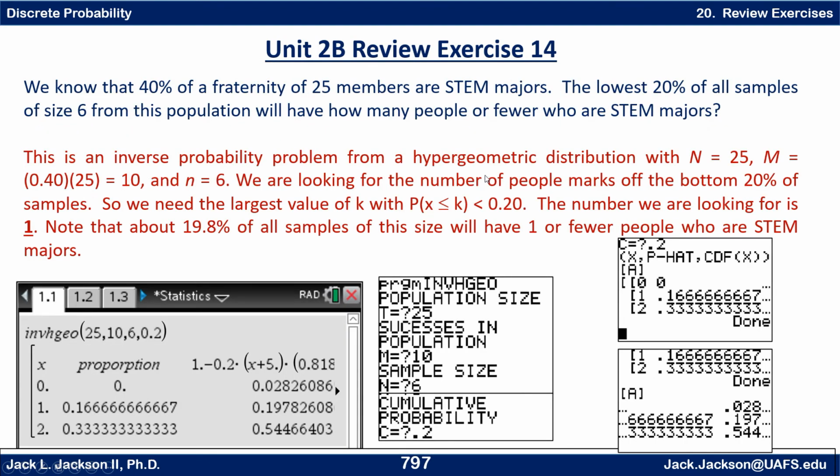So we have a program for that too, right? It's inverse HGO. Run that program. The population size, the total, is 25. The number of successes in the population is 10. The sample size is 6. The cumulative probability is 0.2, so the lowest 20%. And it produces a piece of the table.